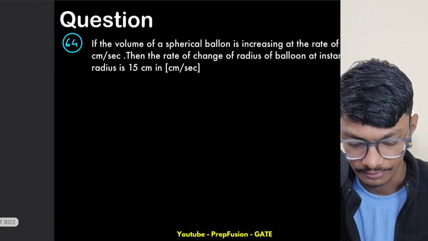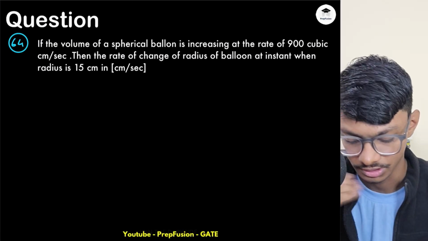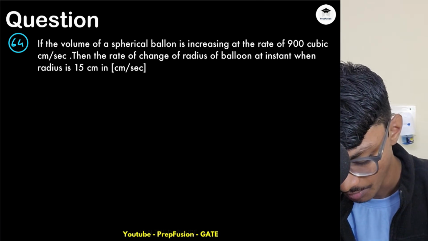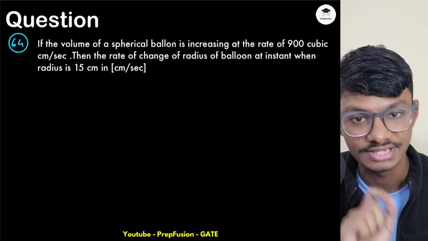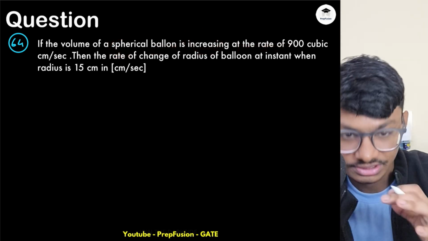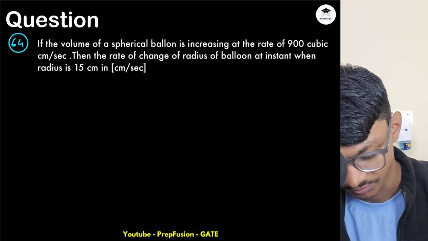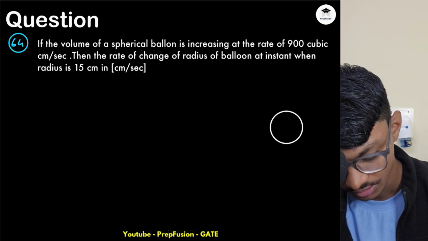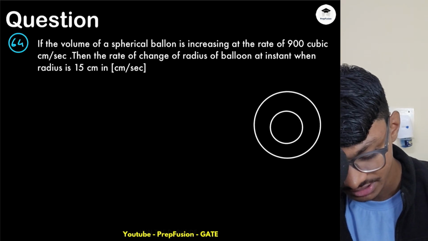So we'll solve the questions from there. We'll understand this concept in a deeper manner. Here I have been given: if the volume of a spherical balloon is increasing at the rate of 900 cubic centimeter per second, the volume is expanding. Initially my sphere was like this, then it became like this.